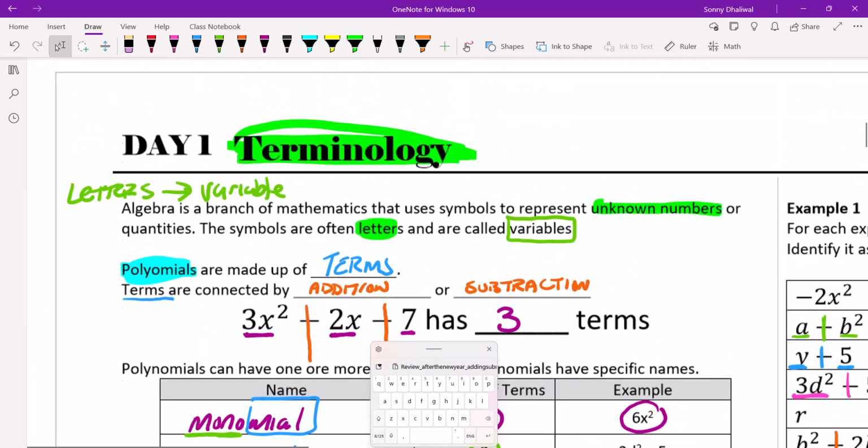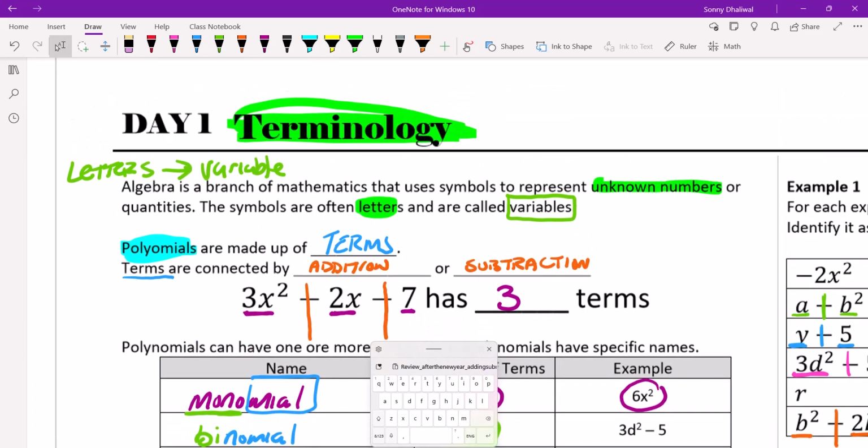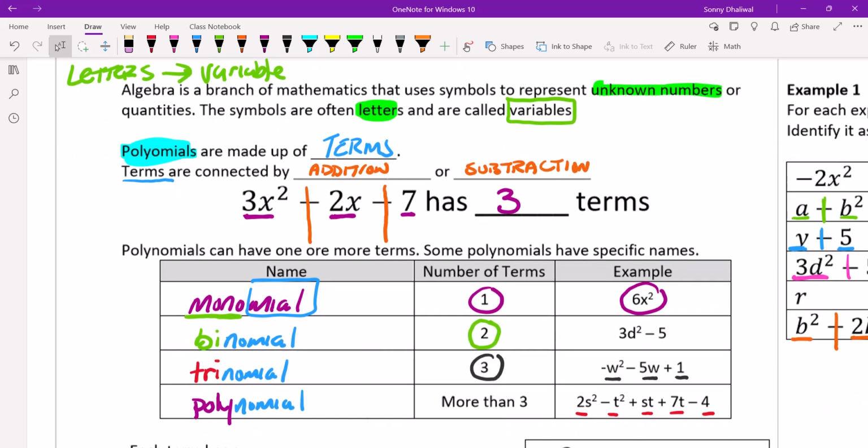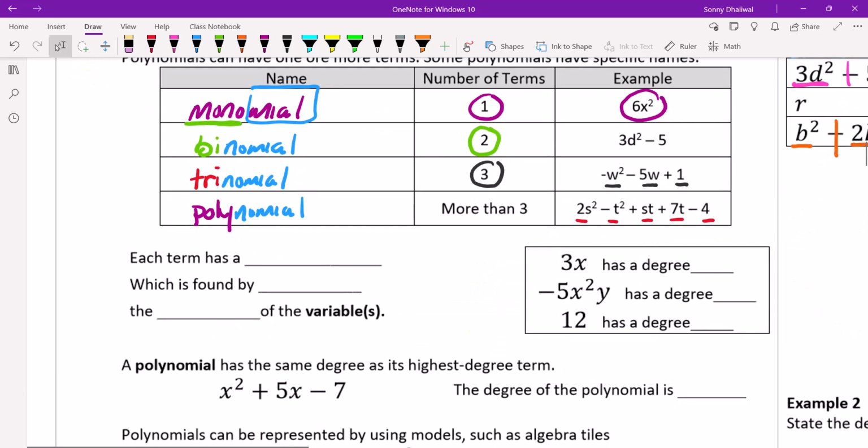vocabulary, right? We got letters are called variables. Polynomials are made of things called terms. And by counting the terms, we can figure out the name. Right? 1 term monomial, 2 terms binomial, 3 terms trinomial, and many terms polynomial. Okay.